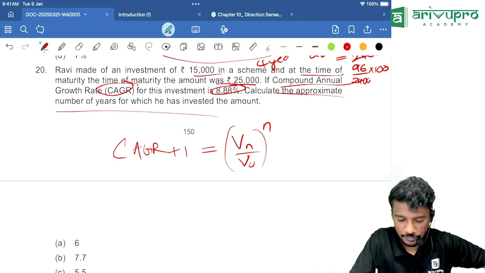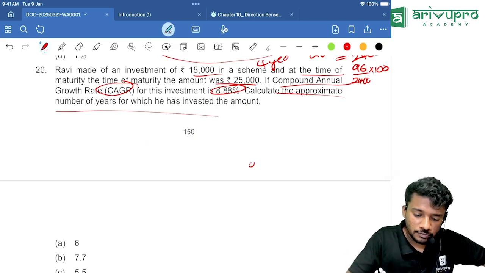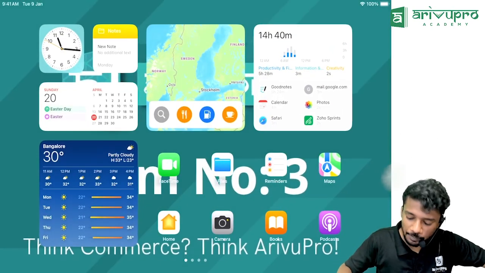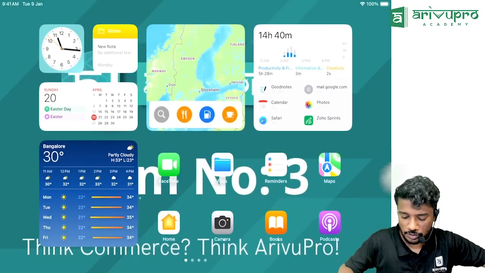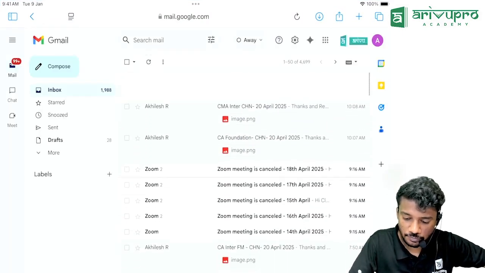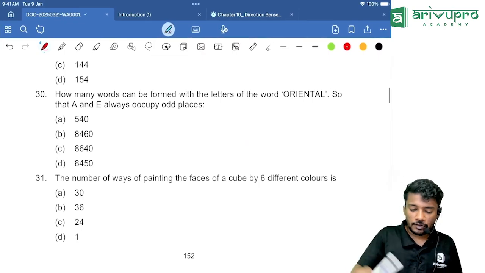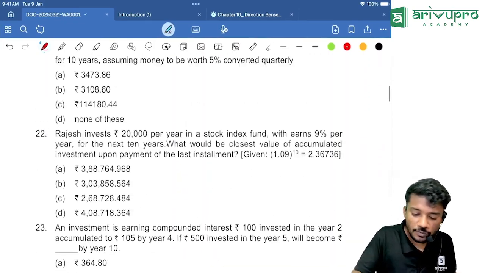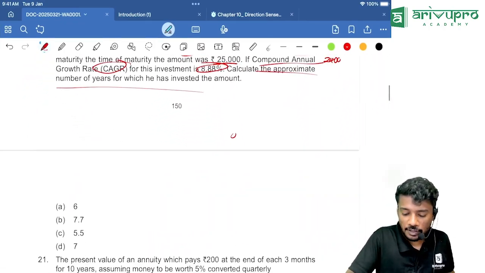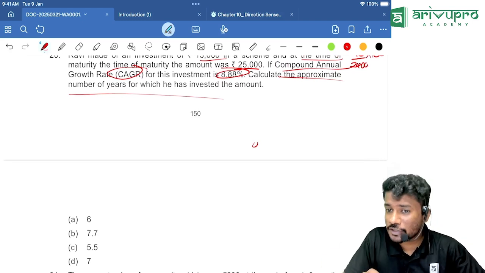6 years. How much did you get? Try. One second, I'll just keep my formula book also on the other side, so that we can always refer. Fine. Yes. How much did you get? 6 years. Everyone got 6 years?